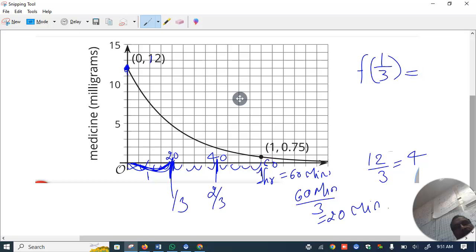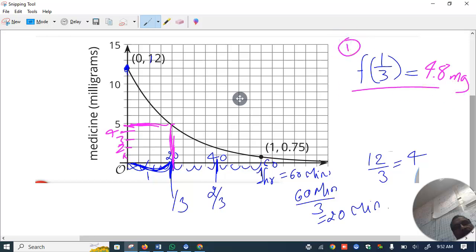So the question is, how much is the estimate? At 1/3, you go all the way up, and there you go. So almost this is the answer. This is 1, this is 2, this is 3, this is 4, almost 4.8. I'll write down 4.8 milligrams. So that's the estimate. This is question number 1.